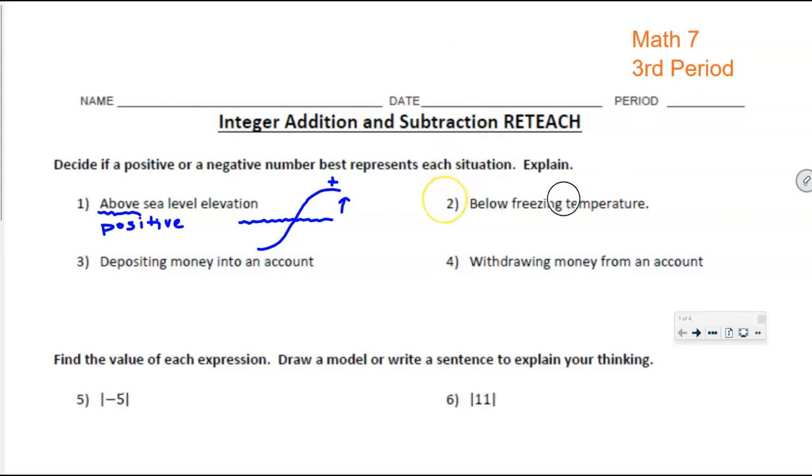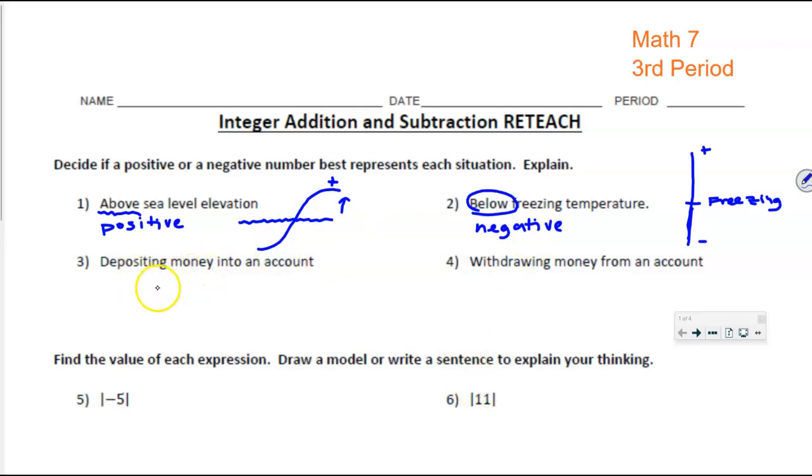Okay, what about number 2, below freezing temperatures? Is that going to be a positive or a negative number? Let's go, Haley. Negative. Why negative? Yeah, it's below 0. Below freezing. So we could draw our thermometer, and here would be our freezing temperature, which would be 0 degrees in Celsius, and anything above that is going to be positive, and anything below that is going to be negative. So if it's below freezing temperature, it's colder than freezing, that would be a negative integer.